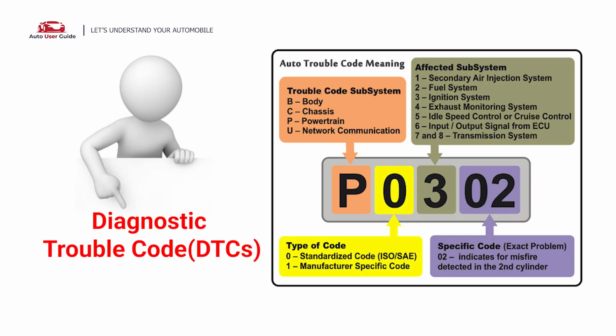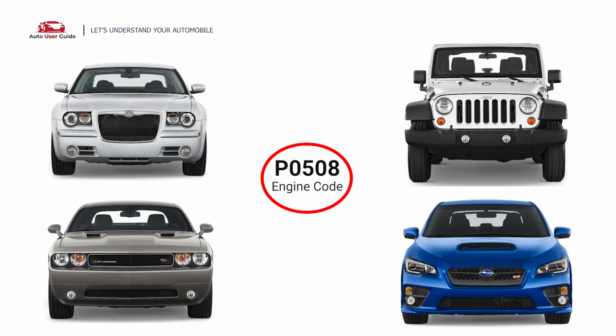Each DTC code corresponds to a specific issue in your vehicle. This error code occurs most commonly in vehicles with electronic throttle control or traditional IAC systems. It appears frequently in certain makes and models due to IAC valve or throttle body issues. It is commonly found in Subaru, Dodge, Chrysler, and Jeep.